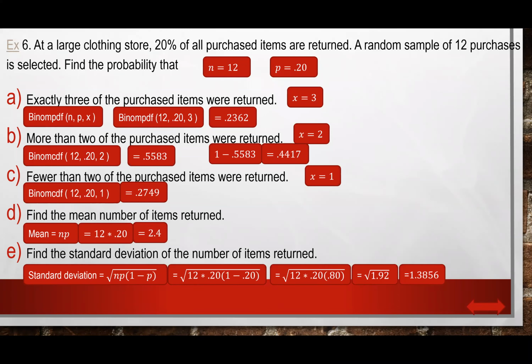The other thing that I did not give you in this review is they might give you the z-score and they ask you to find the area. Reminder, if they give you the z-score, the standard normal is, the mean is 0 and the standard deviation is equal to 1. Okay, so if they ask you to find the z-score, you just plug into the z-score formula. If they give you the z-score, meaning it's standardized, the mean is equal to 0 and the standard deviation is equal to 1.